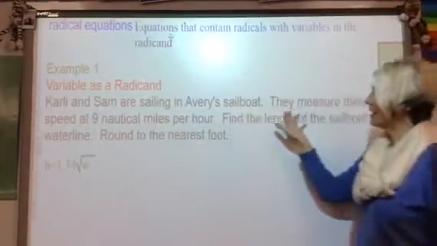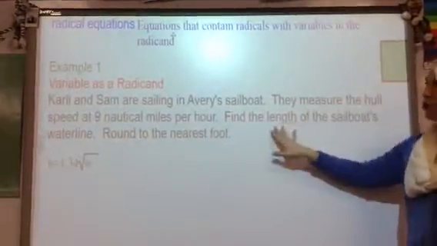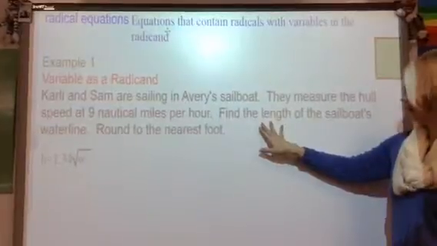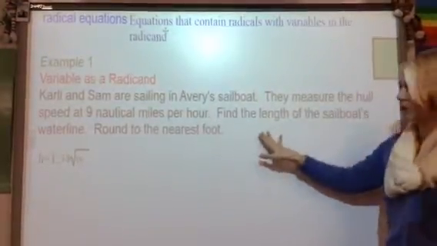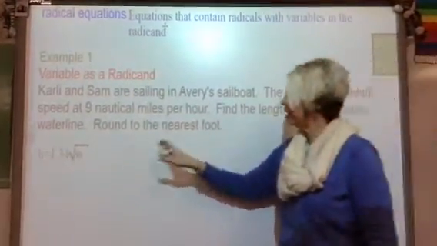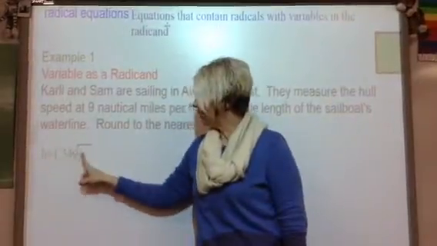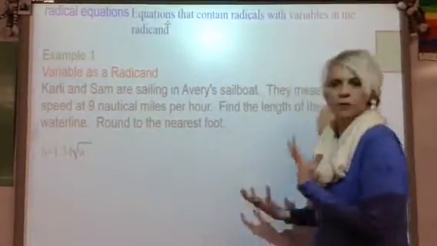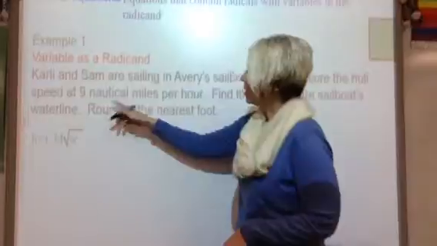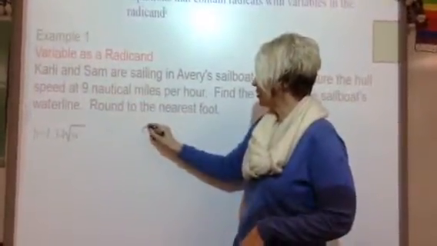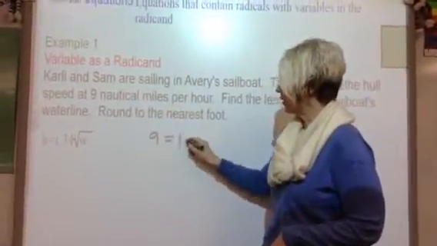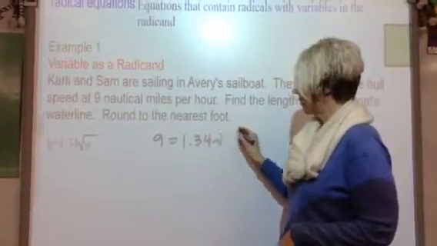Carly and Sam are sailing in Avery's sailboat. They measure the hull speed at 9 nautical miles per hour. Find the length of the sailboat's waterline, and round to the nearest foot. So we're going to let H be hull and W be waterline. So we're trying to solve for what's inside the radical. So we know that H, the hull speed, which is 9 nautical miles per hour, equals 1.34 radical W.